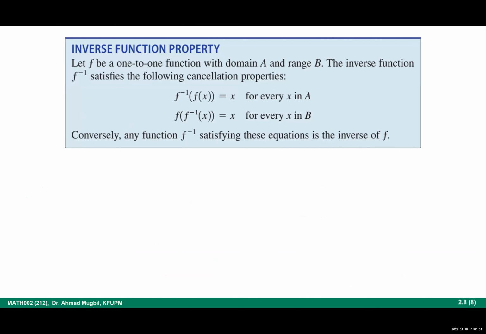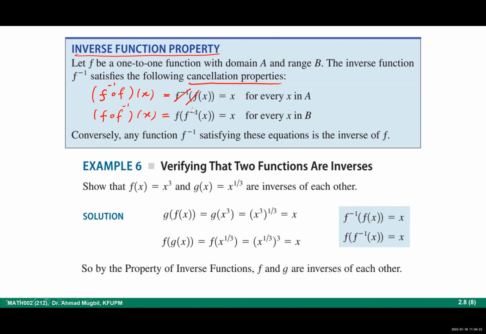And then we moved to the cancellation property, or the inverse function property. This is so important. It is about the composition of the function with its inverse, from the left or from the right, which equals x. So it looks like they cancel each other. They are indeed canceling the effect of each other. So you will have the identity function at the end. This property can be used to check, if you have two functions, how to know that they are inverses of each other. Use this property.